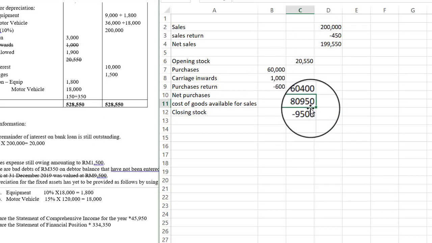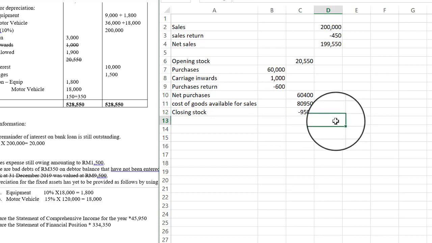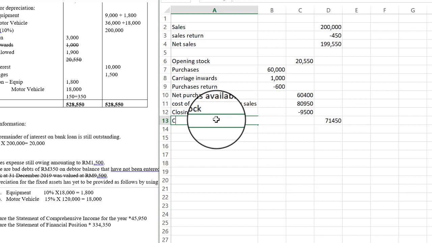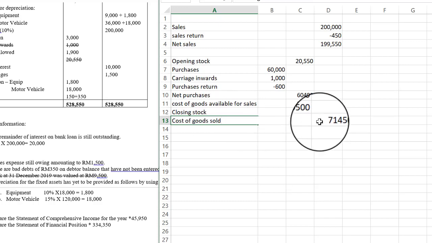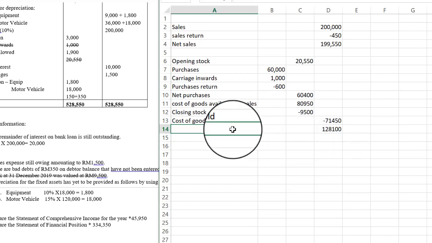So now your cost of goods sold will be 71450. So this is your cost of goods sold, only for the goods that has been sold. So this is your total negative. Now your gross profit will be 128,100. So this is your gross profit.